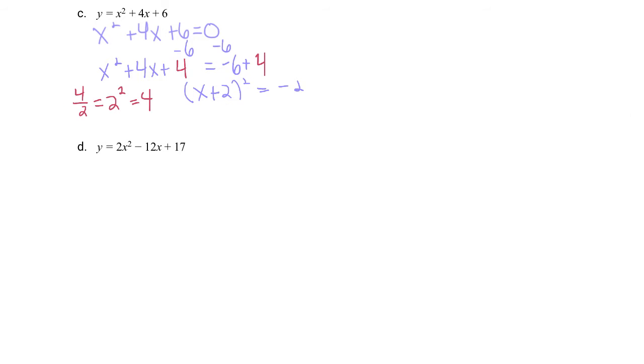Last step, I want everything to be on the same side of the equal sign. So I add that 2 to both sides. And I get x plus 2 squared plus 2 is y. And that's your final answer. Super. Do the next one. Ready, set, go.